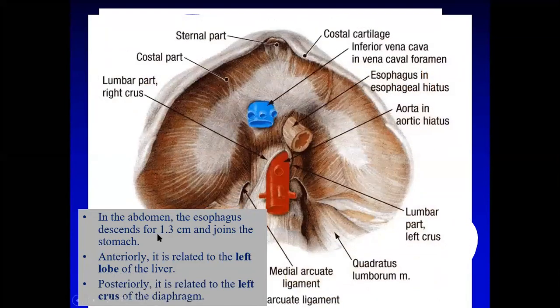Posteriorly, it is related to the left crus of the diaphragm. Here you can see the esophagus and the left crus. This is the diaphragm, seen from below, from the abdominal cavity, and here is the esophagus. This is the inferior vena cava. There are two crura, the right crus, and here is the left crus of the diaphragm. So the left crus of the diaphragm will be in posterior relation to the esophagus.